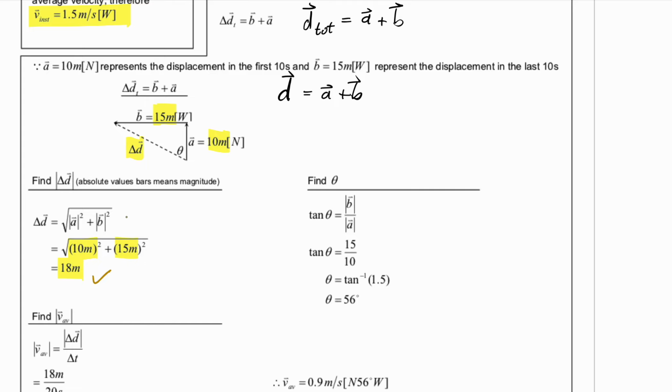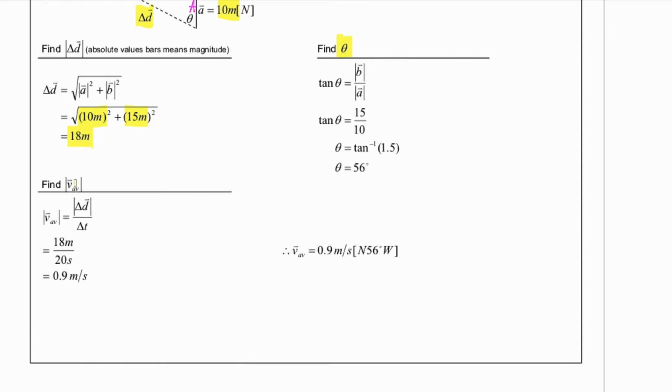Now, of course, we also have to find the angle. And of course, based on this, since we're going to be using SOHCAHTOA, this is the opposite side, this is the adjacent. So we're going to be using tangent, and we get an angle of 56 degrees to 2 sig figs. Okay. So the next step, of course, is to find the average velocity.